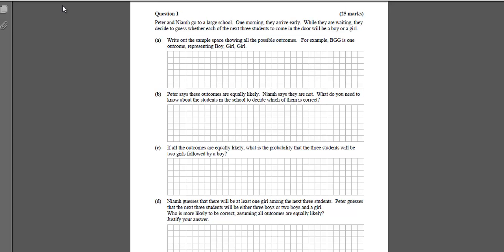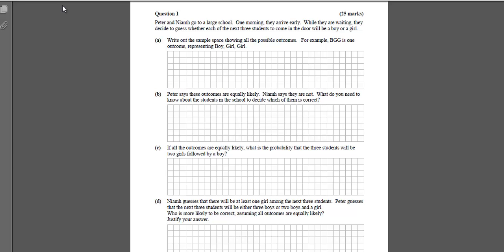So we have Peter and Neve go to a large school. One morning they arrive early. While they are waiting, they decide to guess whether each of the next 3 students to come in the door will be a boy or a girl. Write out the sample space showing all the possible outcomes.